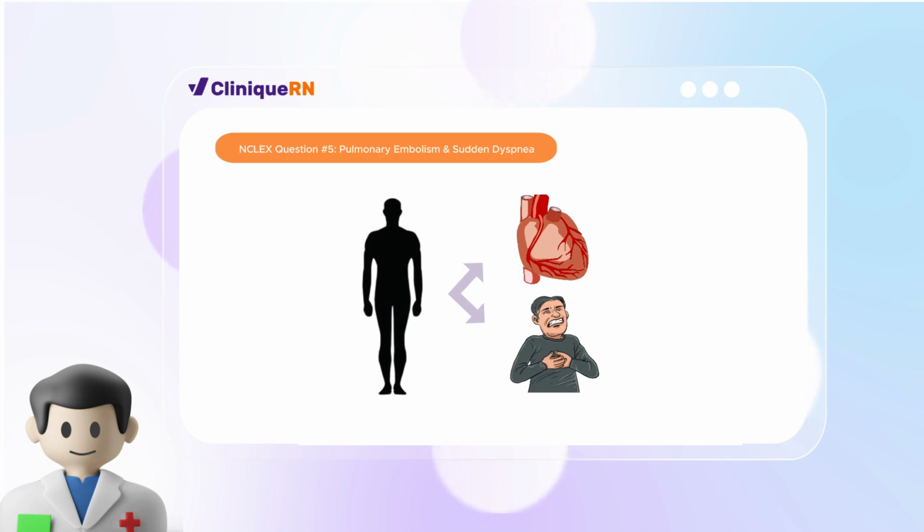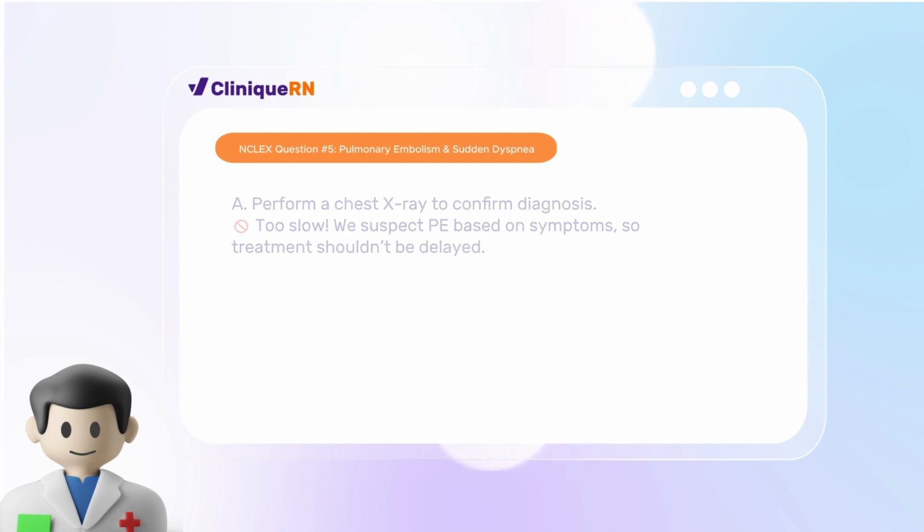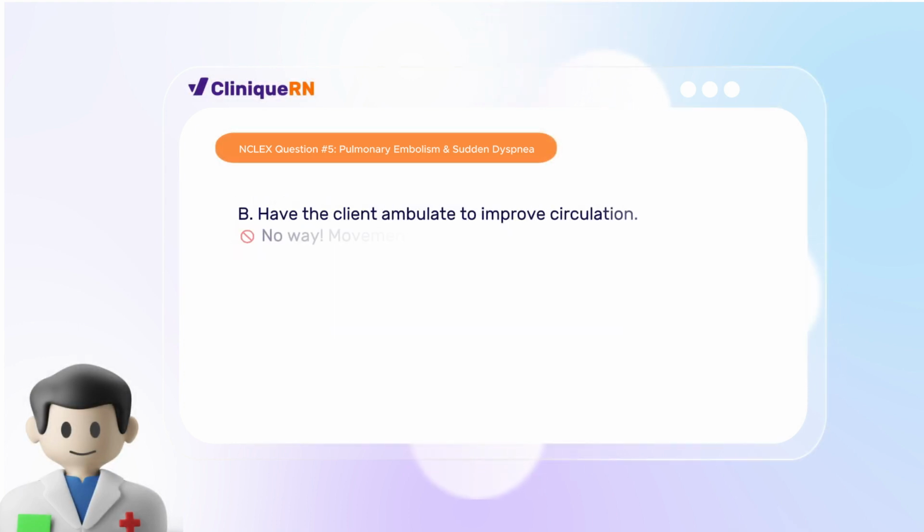What's the priority intervention? A. Perform a chest X-ray to confirm diagnosis. Too slow. We suspect PE based on symptoms, so treatment shouldn't be delayed. B. Have the client ambulate to improve circulation. No way! Movement could dislodge more clots.